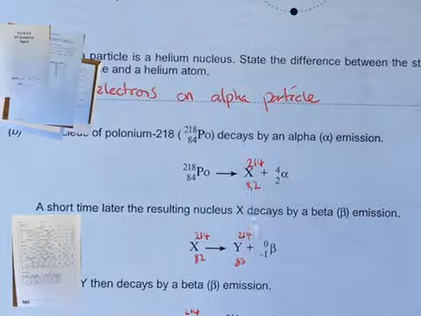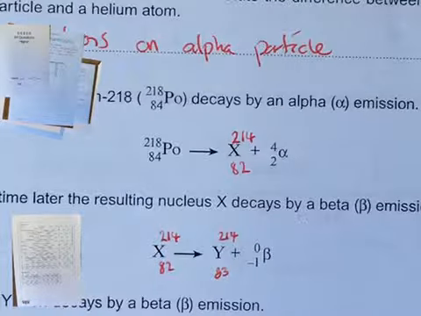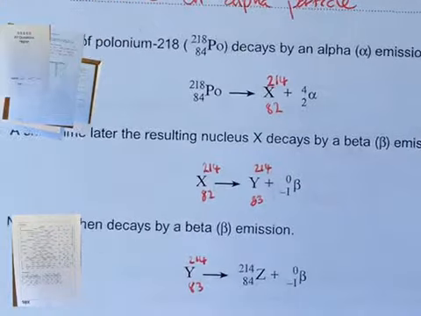Let's go down to the bottom. Something plus 2 gives me 84. Well, that's going to be 82, plus 2 gives me 84. So I've got element X as having a mass number of 214 and a proton number of 82.